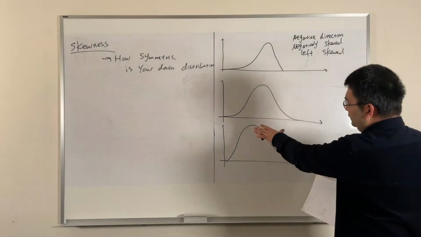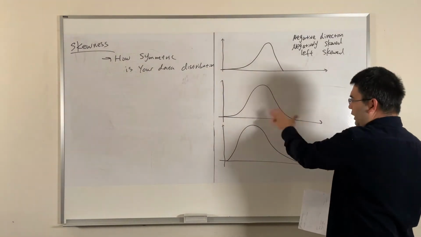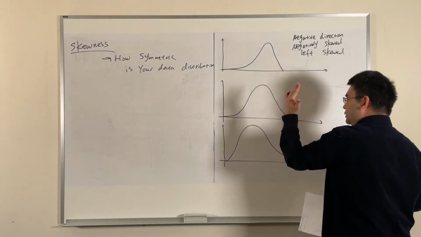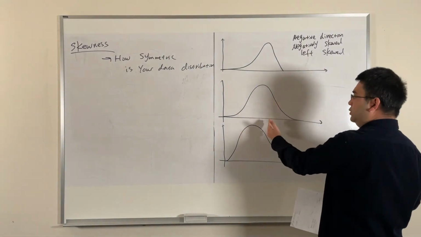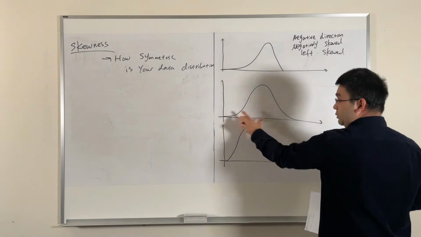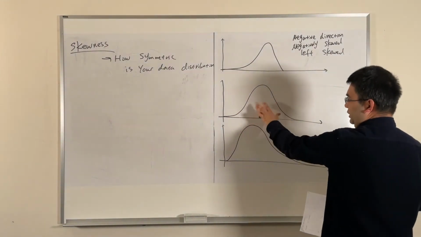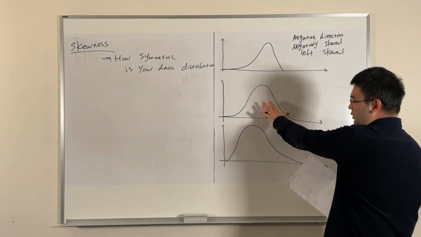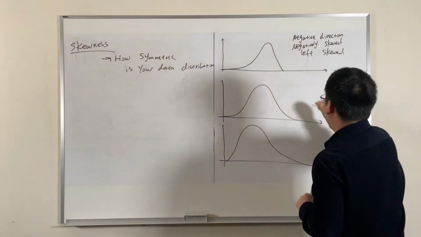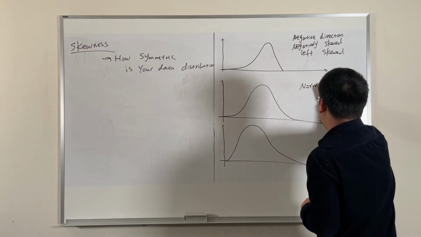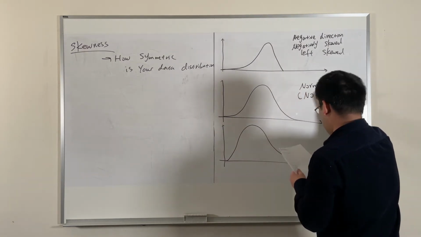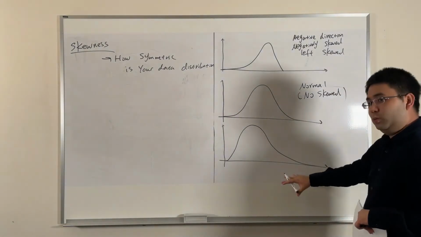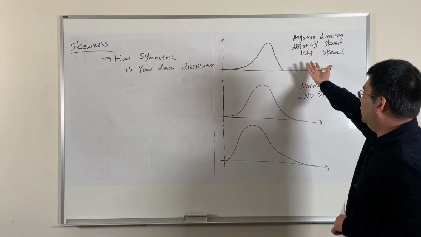In the middle, the way I drew this plot is to assume that this is a perfect symmetric normal distribution where the two tails are symmetric. So if you're presented with a symmetric normal distribution like this, we call it normal or no skew.